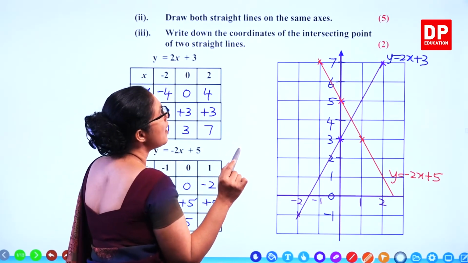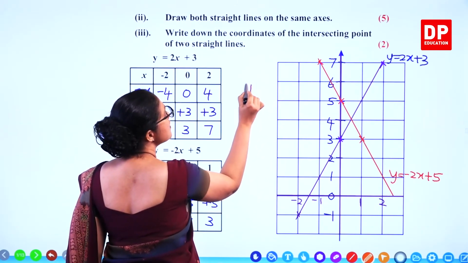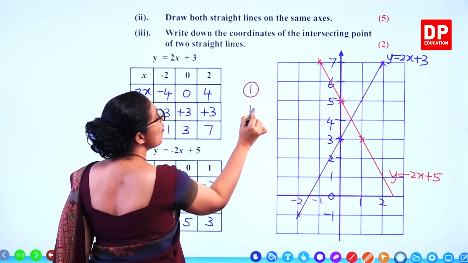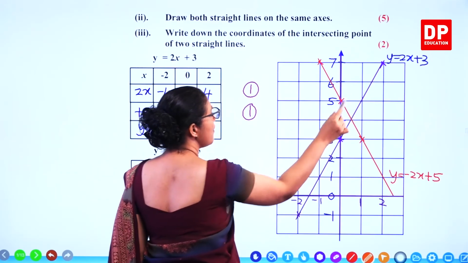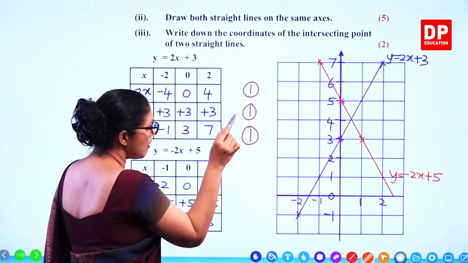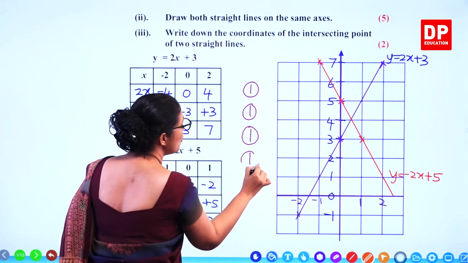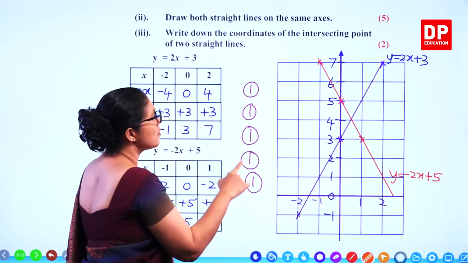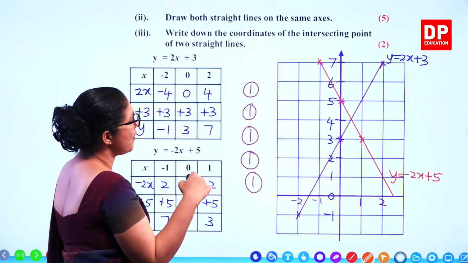So how do you give marks? So 1 mark for the scale and 1 mark for marking the points in this one and 1 mark for the other graph, and then smoothly connect the two, 1 each. So you can use a ruler for that.